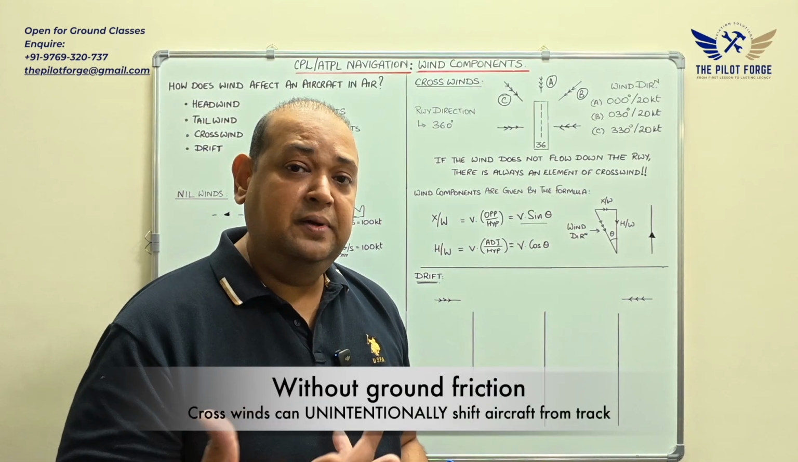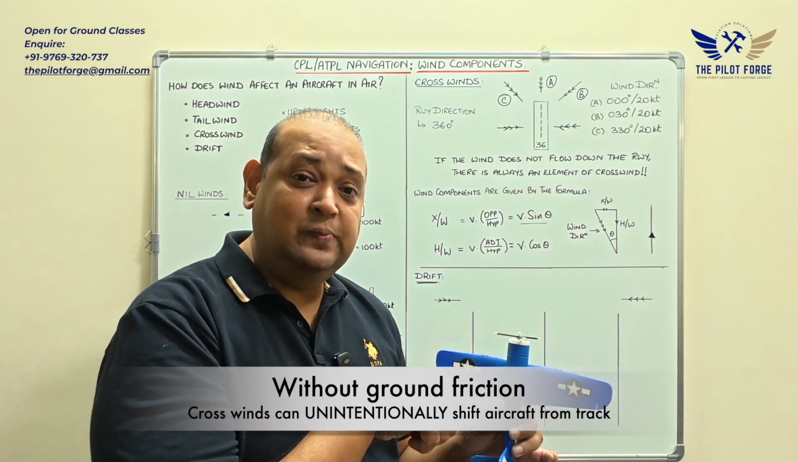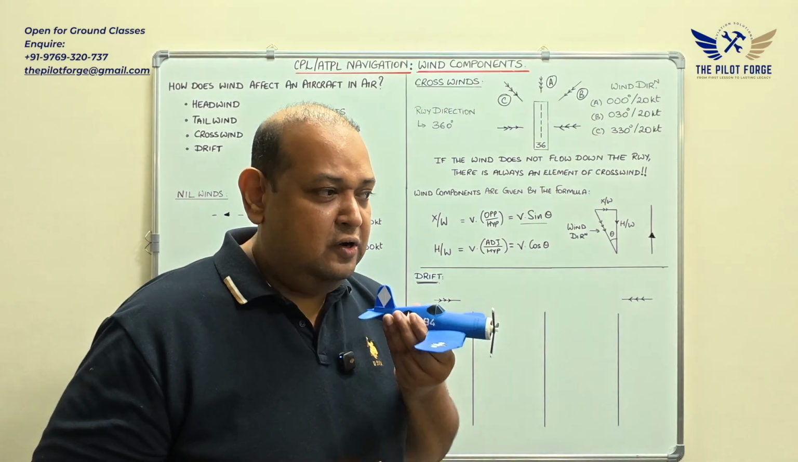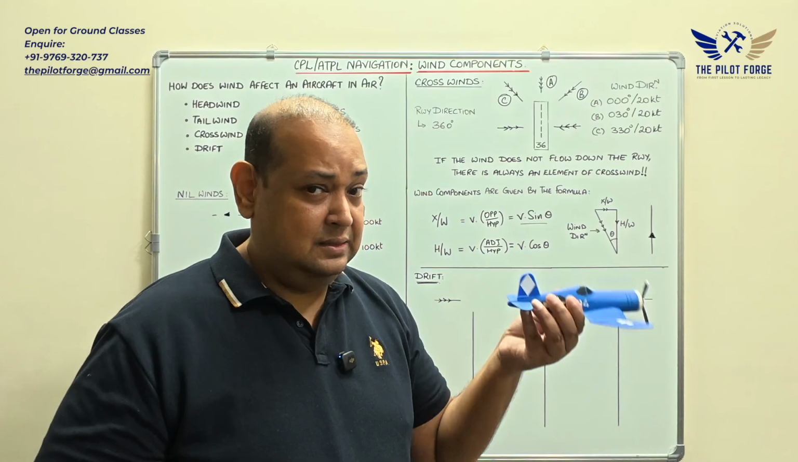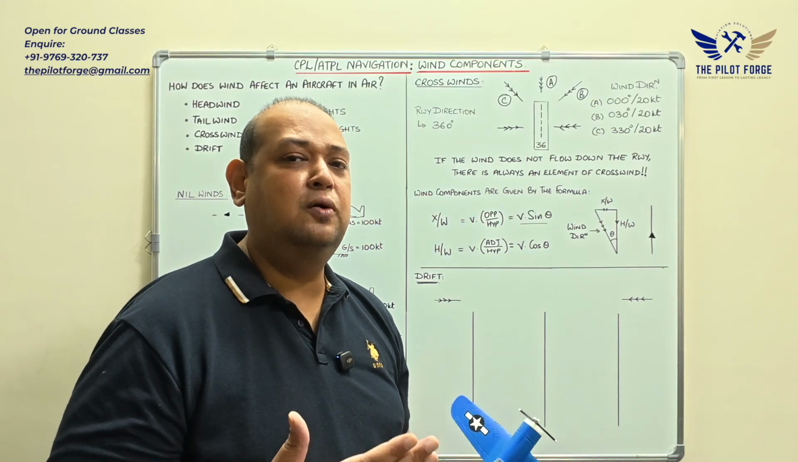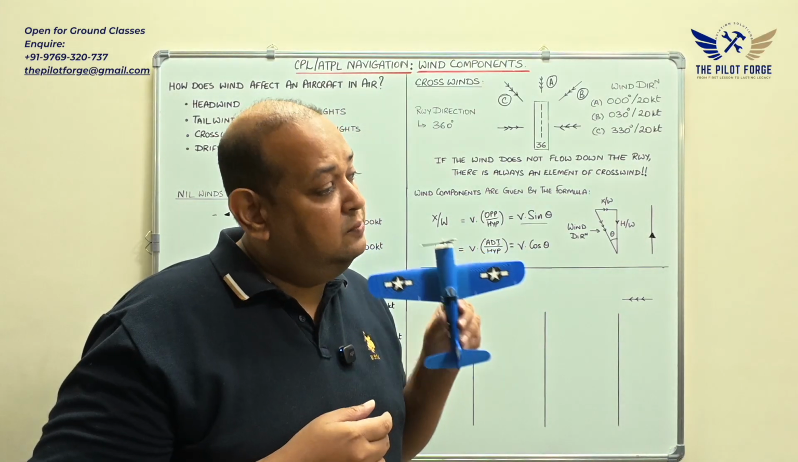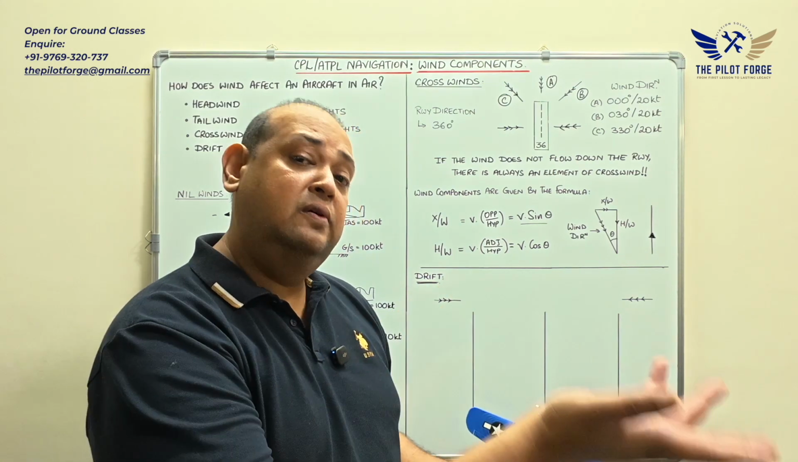Drift is what happens when wind interacts with your aeroplane. Remember, we're not traveling along the ground with wheels stuck to the ground. There's no friction that is stopping us. So when a wind blows, the aeroplane gets displaced in the direction of the wind.